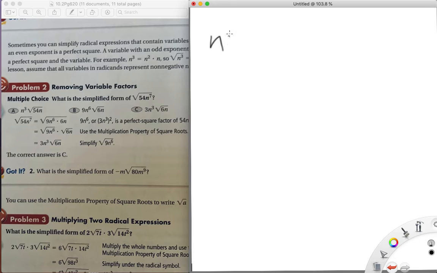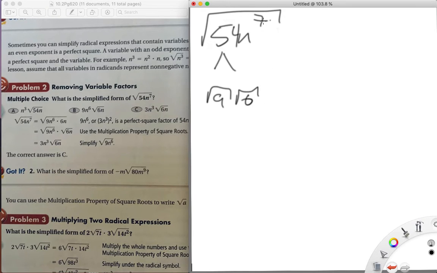So I have an n cubed. I apologize for that. So I have the square root of 54 n to the 7th power. This is in the book, and they want me to simplify it. So I can break this up, right? 54 is 9 times 6.